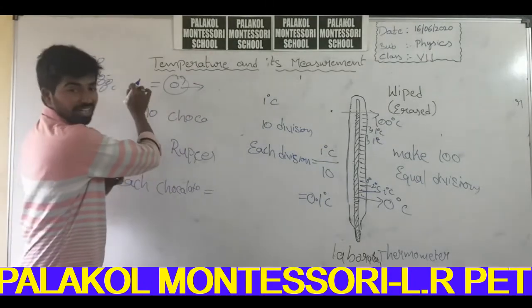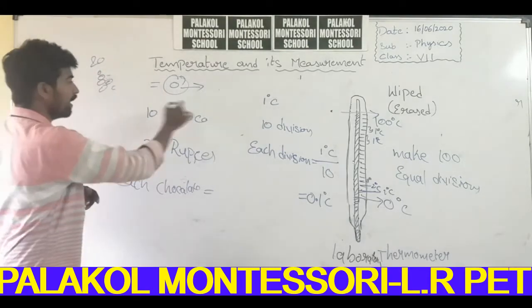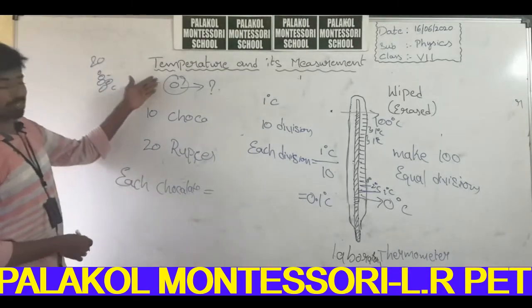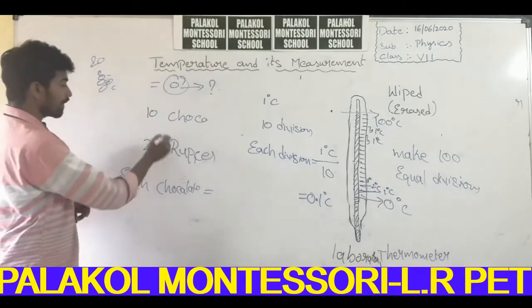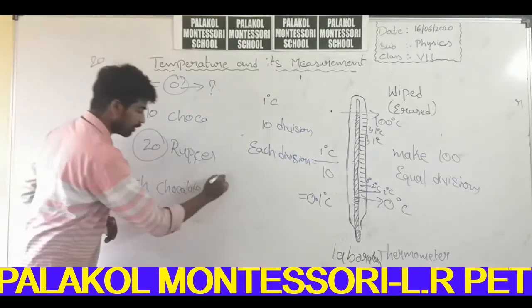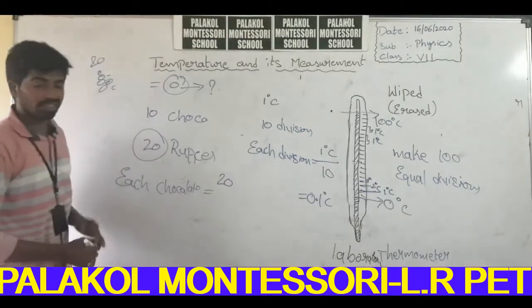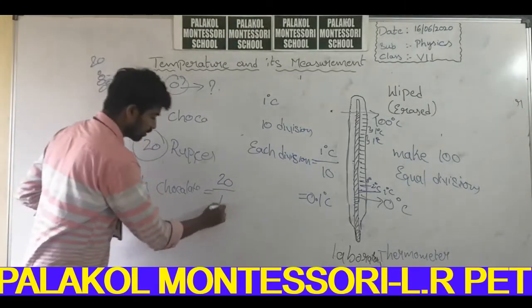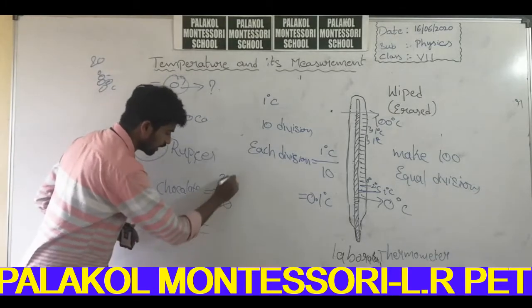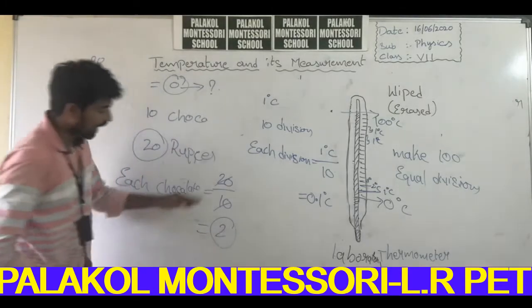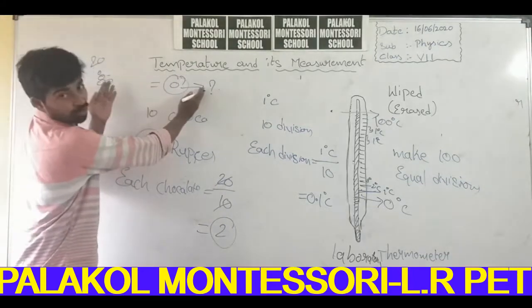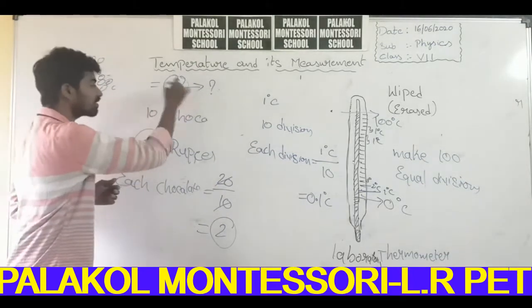Separation. I have divided one chocolate from this group, and I asked the cost of this single chocolate. So, what was made here? Division. The total cost is 20. And how many chocolates are there? 10. So, the cost of each chocolate is 2 rupees. So, he has made some division. Why? Because I have divided one chocolate from this group of 10 chocolates, and I asked this cost.